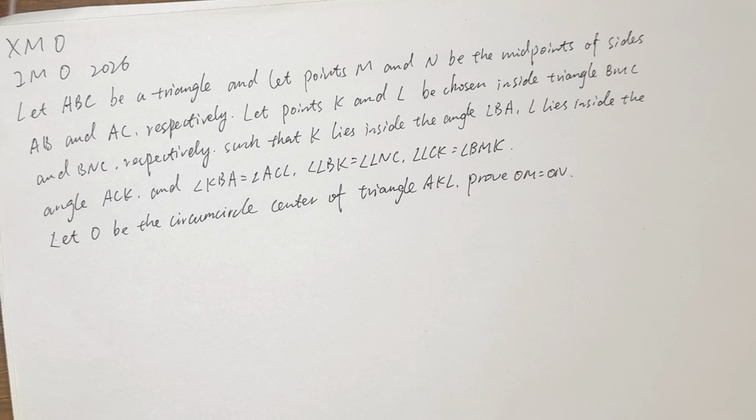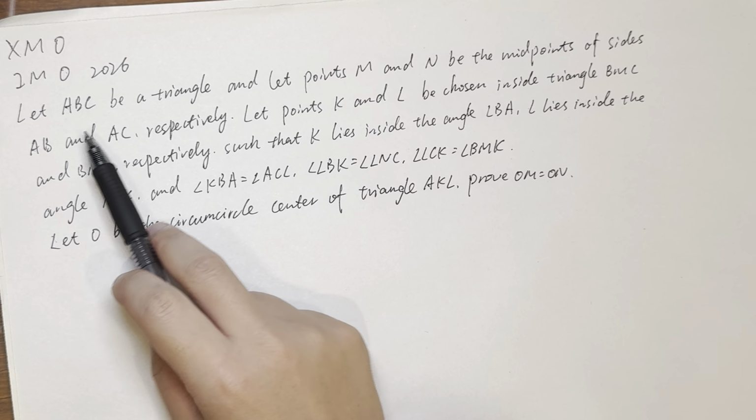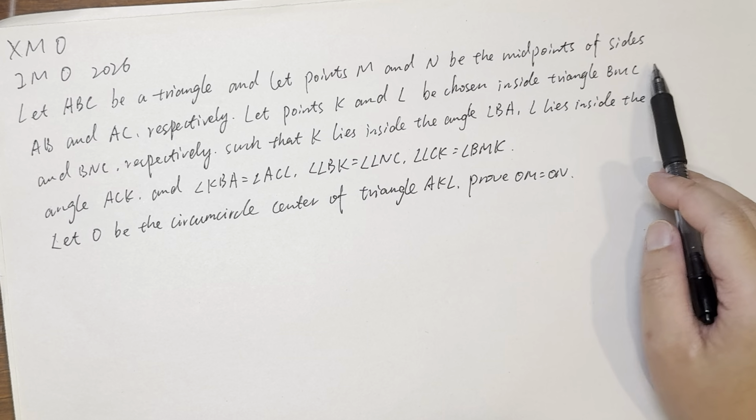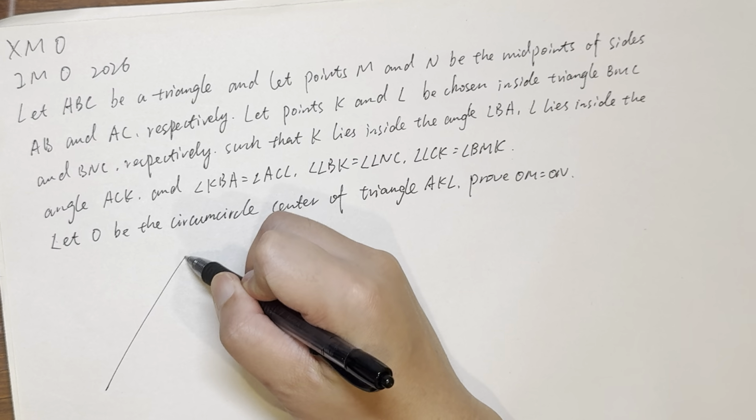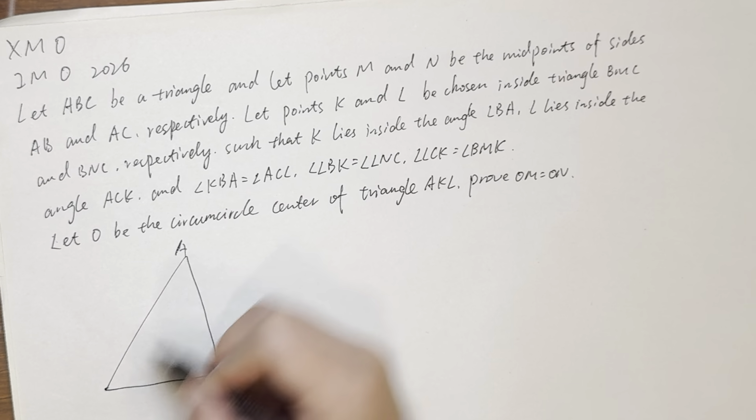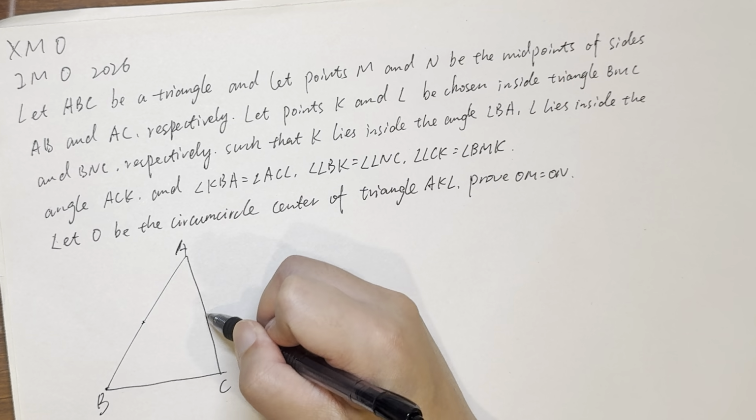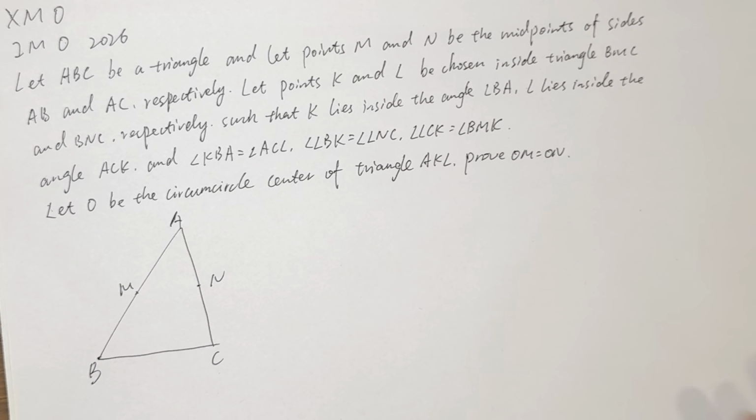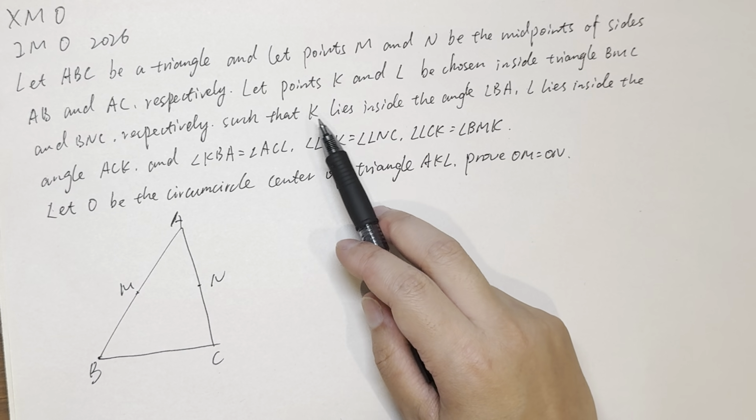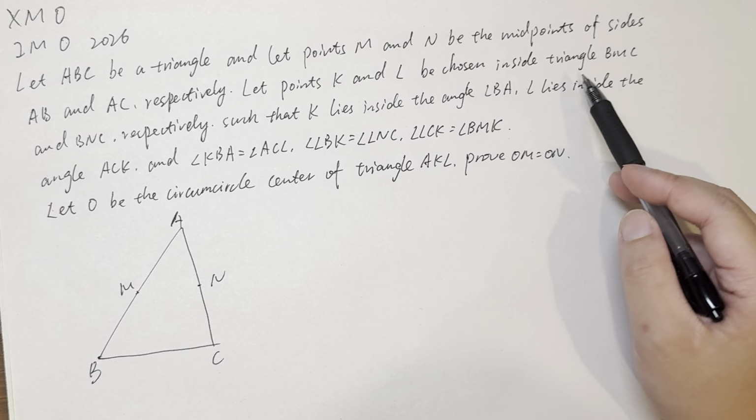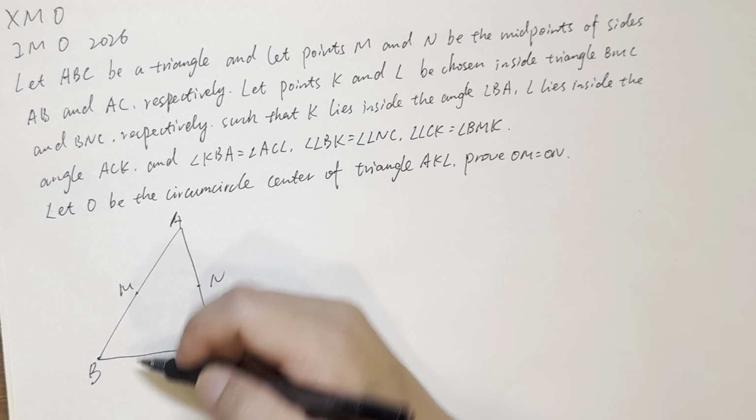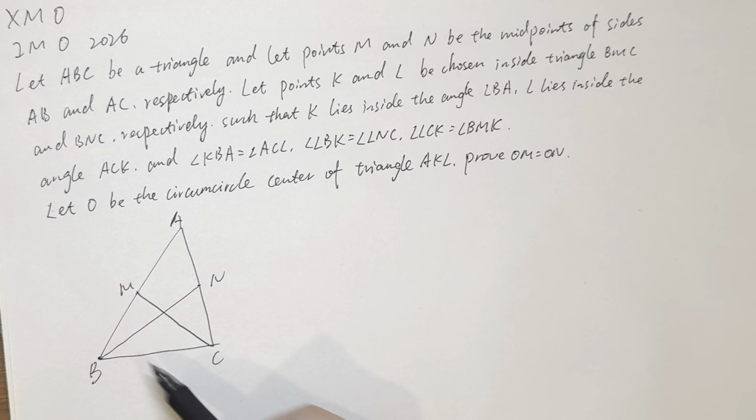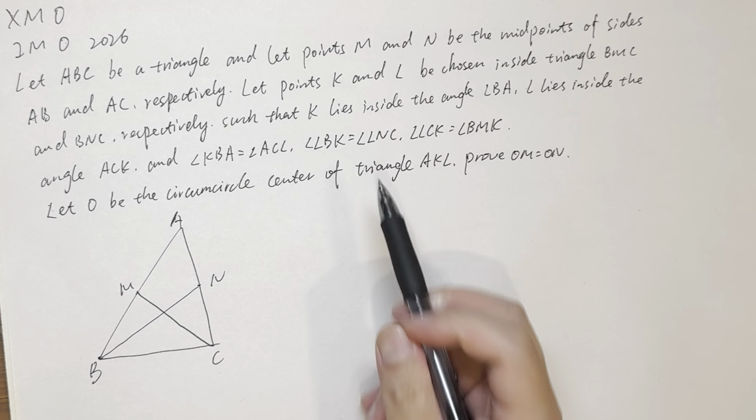Let's start. Let ABC be a triangle, and let points M and N be the midpoints of sides AB and AC respectively. So we have A, B, C here, and midpoints M and N. Let points K and L be chosen inside the triangles BMC and BNC. Somewhere we have K, somewhere we have L.